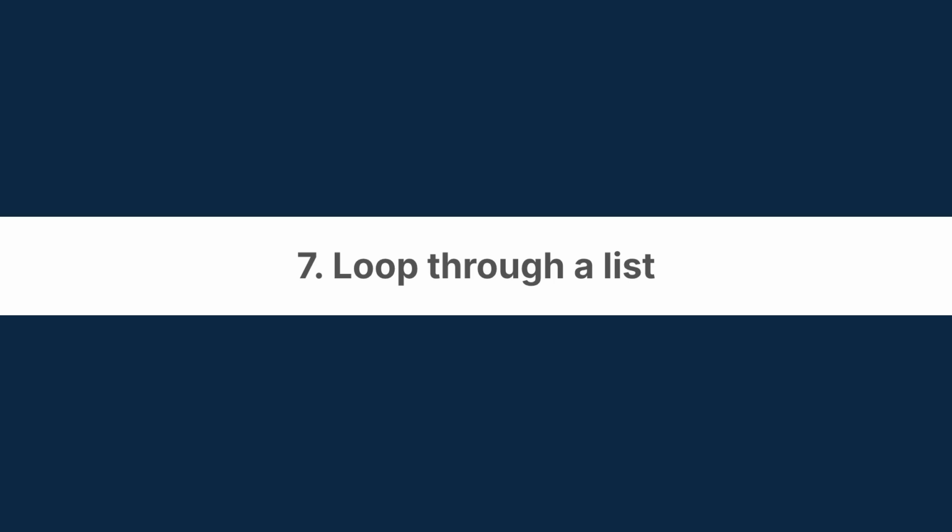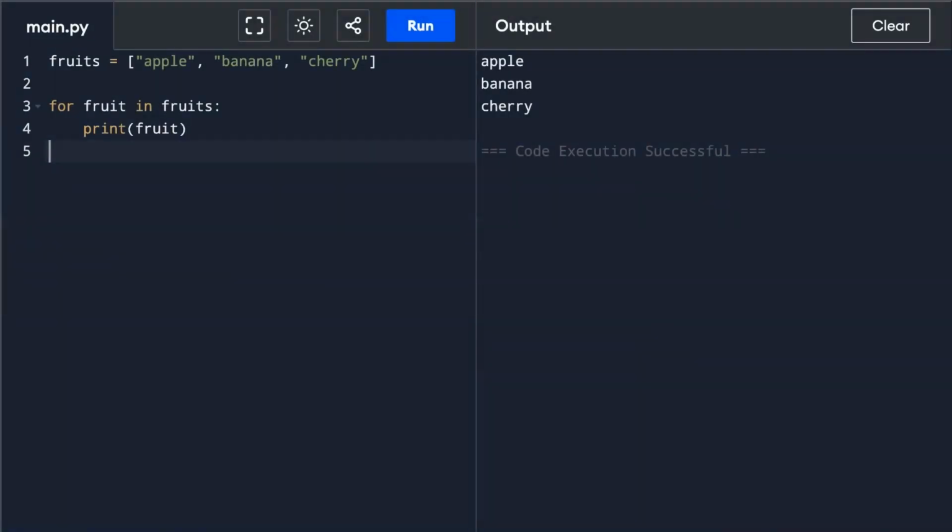7. Loop through a list. First, list plus for loop. By using for loop, you can go through each item in the list one by one. This time it reads each item and prints it.